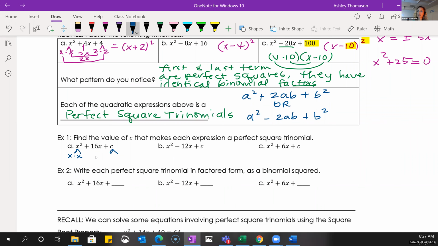What could they be? 4 and 4? 4 plus 4 would be 8. So what two matching numbers can add up to 16? 8 and 8. So I could have 8x and another 8x. My class pad really doesn't want to cooperate. So 8 and 8 would give me 16, so 8 times 8 is what this number will be. So the C value here will be 64.